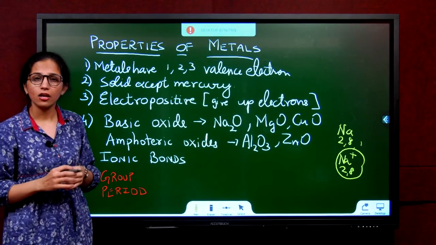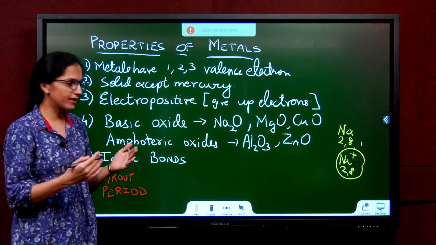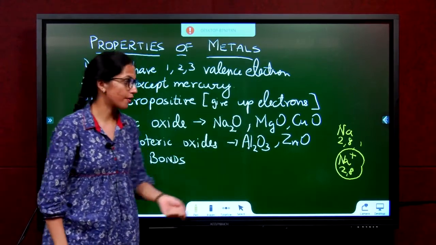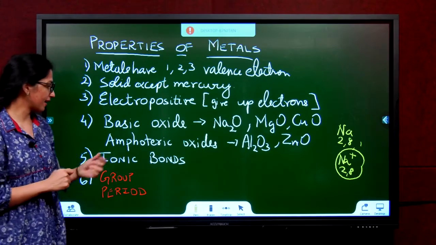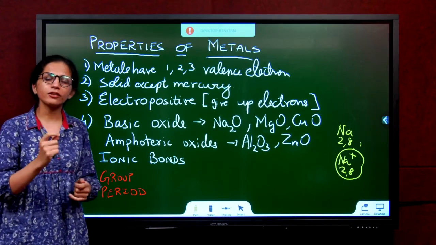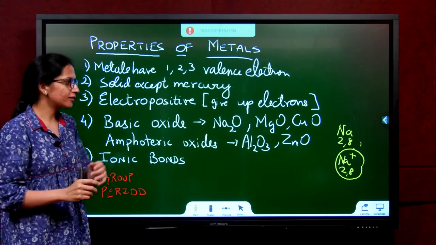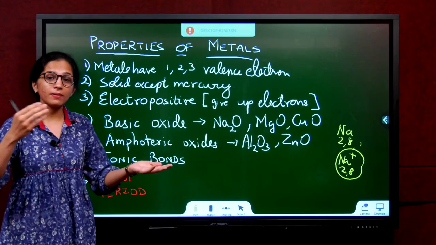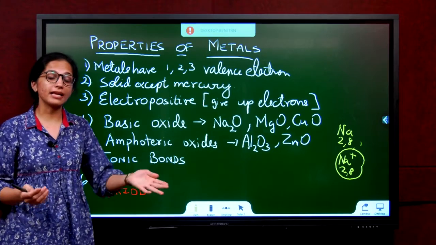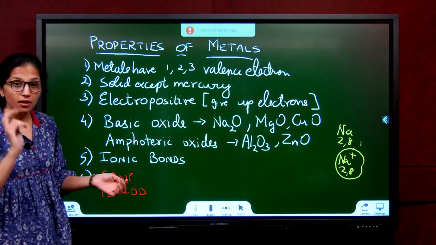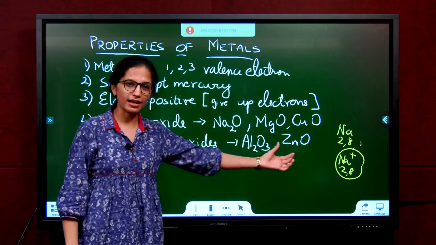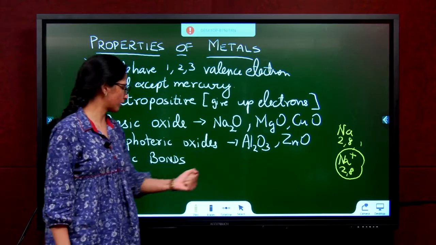All metal oxides show basic oxide behavior. They behave like a basic oxide. Example, Na2O, MgO, CuO, etc. But there are 2 oxides that behave like amphoteric oxides. What are amphoteric oxides? Amphoteric oxides are those oxides that show both acidic as well as basic behavior. The 2 examples of amphoteric oxides are aluminium oxide and zinc oxide.